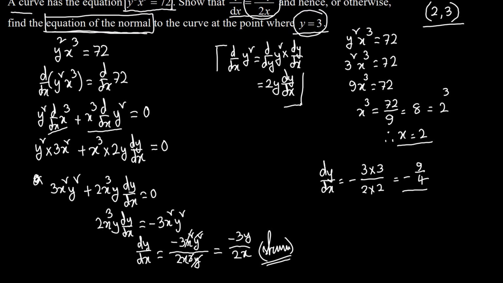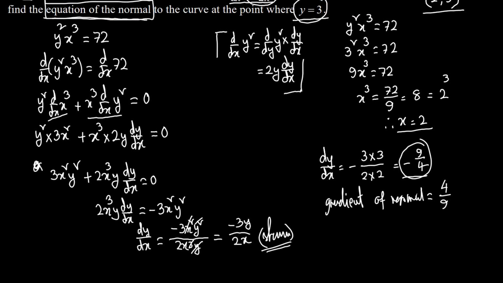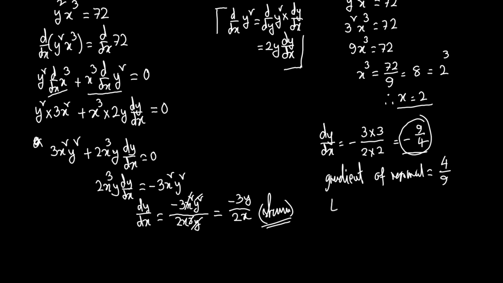So we can write here the gradient of the normal. What is it? For the normal, we need to take the reciprocal and multiply with the minus sign. So it turns to 4/9. We multiply with the minus sign with this value and make it reciprocal. It gives us 4/9. Now the equation of the normal.